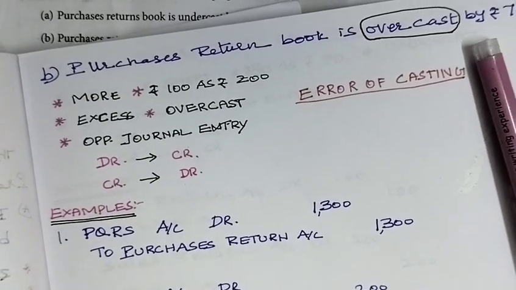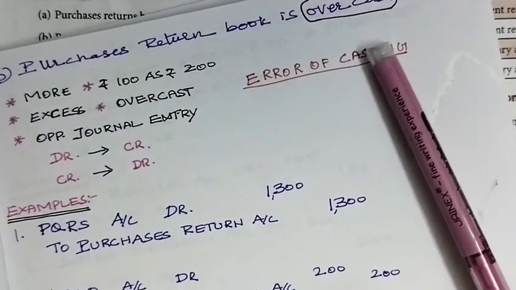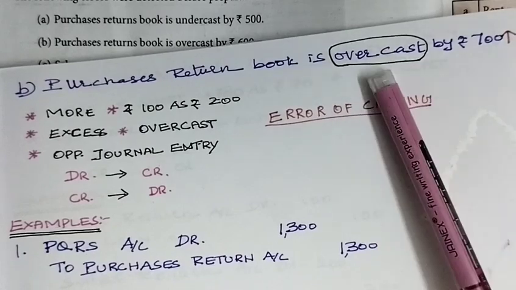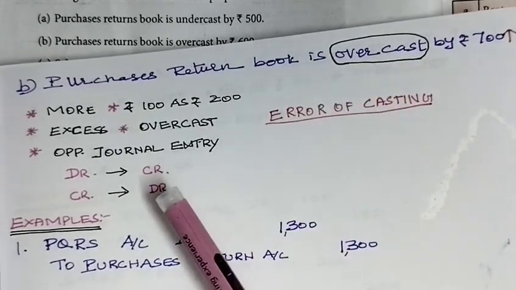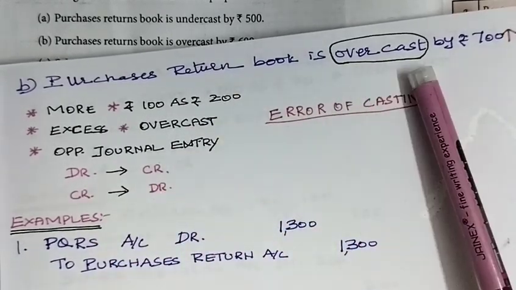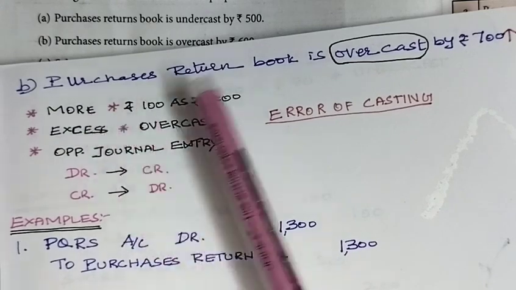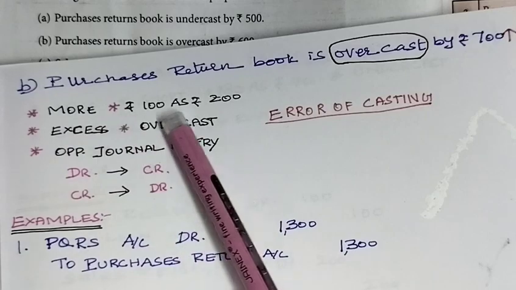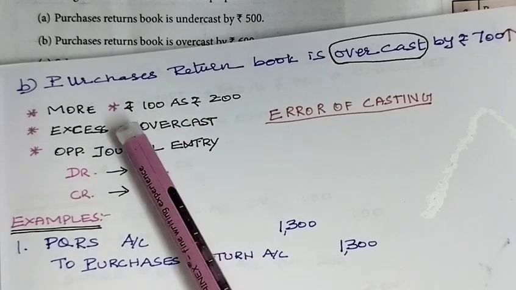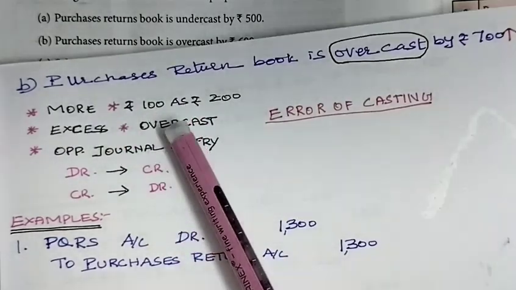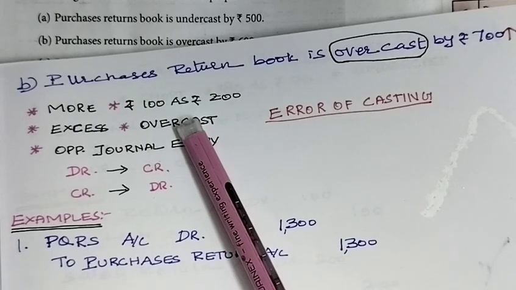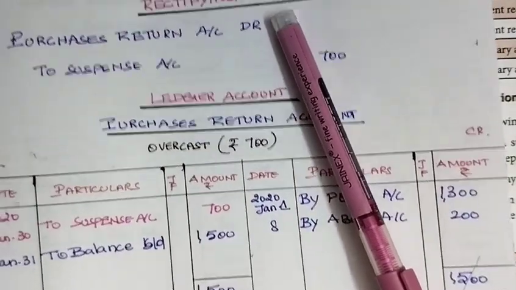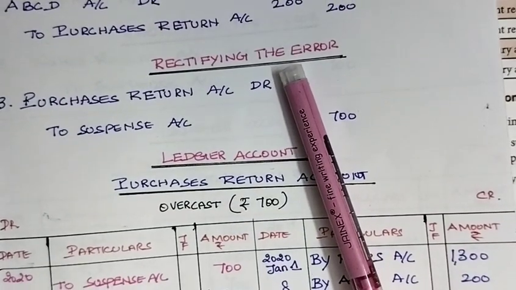Okay, how do you rectify this error? To rectify this error, overcast means you have to follow the opposite journal entry. Overcast, more, excess: this kind of word you have seen in the rectification of errors. You should follow the opposite journal entry. So listen, to rectify this error, you have to follow the opposite journal entry.